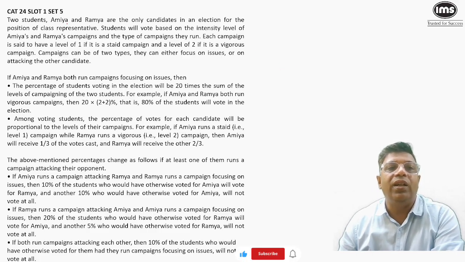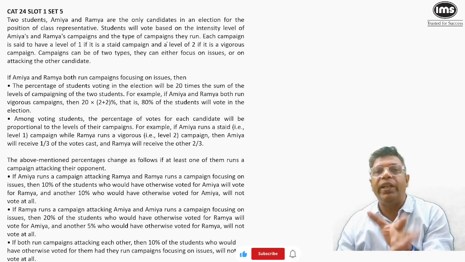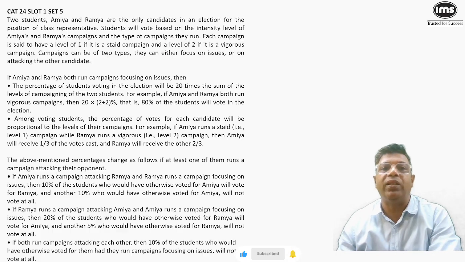Two students, Amya and Ramya, are the only candidates in an election for the position of class representative. Students will vote based on the intensity level of their campaign and the type of campaign they run. So voting depends on what kind of campaign they are running.